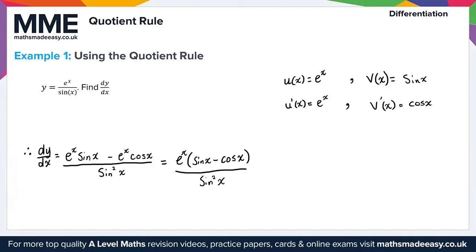And then finally, if we think about splitting this up into two fractions here, we could write this as e to the x times by this bracket here of sine x minus cos x over 1 times by 1 over sine squared x. And in that case, using the fact that 1 over sine squared x is equal to cosec squared x, we can write this as e to the x bracket sine x minus cos x times by cosec squared x. Okay, and that gives us the solution there to example 1.